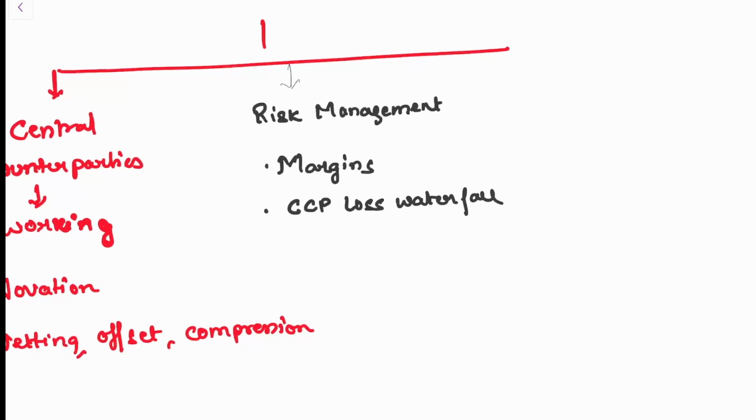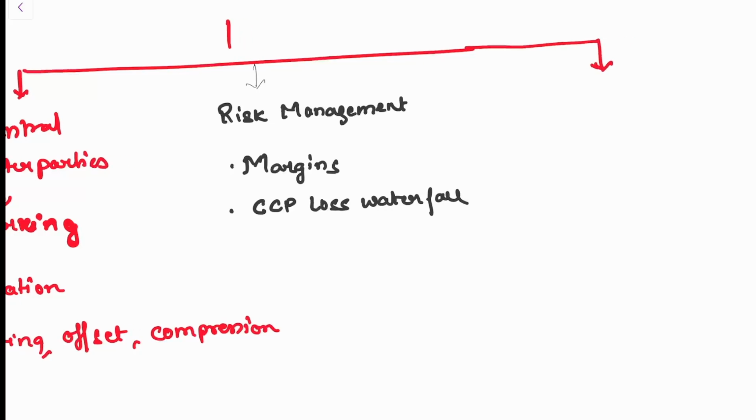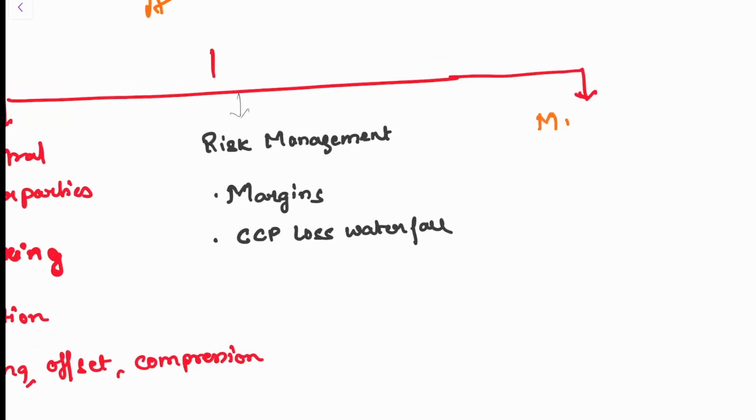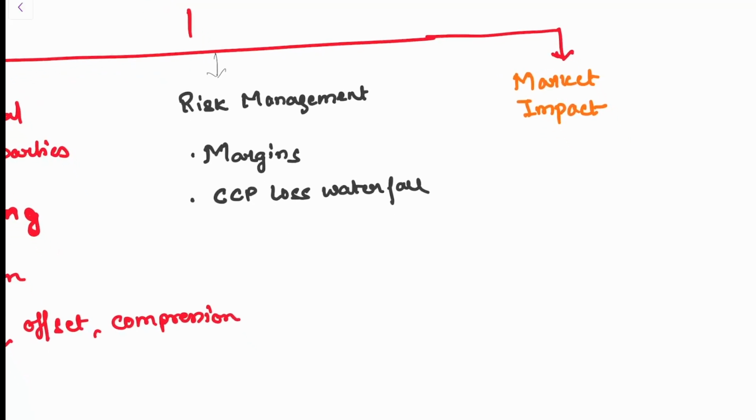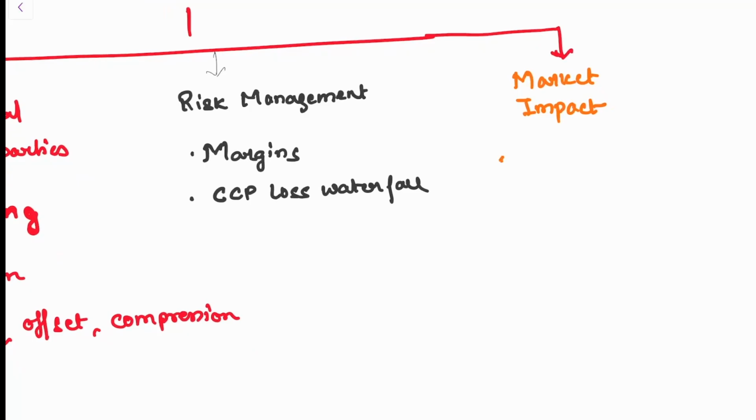Now coming to the final section, that is about the market impact. What is the market impact of the CCP? Clear? So over here we are going to study bilateral versus central clearing. Then initial margins and default fund requirements.